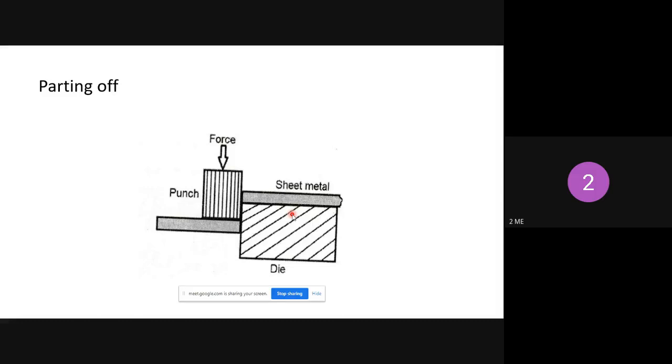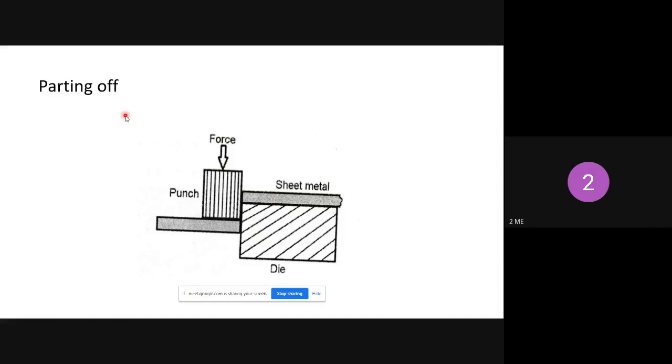Next one is parting off. So what is parting off? You can tell easily. Parting off is nothing but cutting a certain portion of the sheet metal. It is very simple: removing the extra part in the sheet metal. The extra portion of the sheet metal is placed outside the die, and then we apply force with the help of a punch. That extra portion of the sheet metal is removed from the main part.